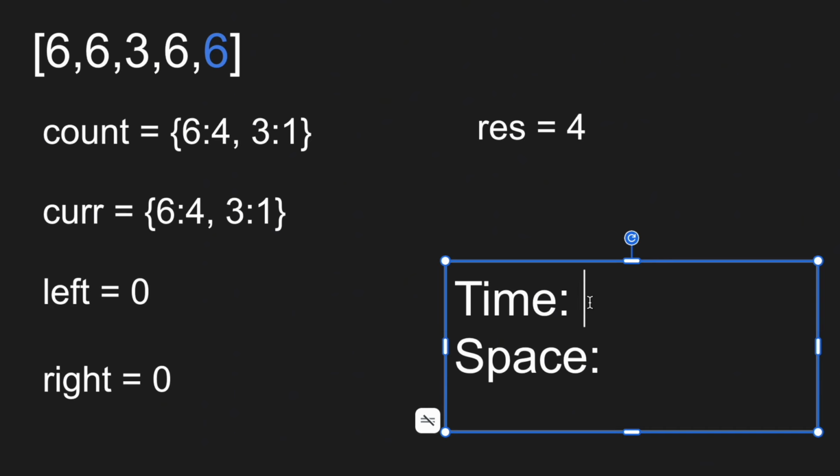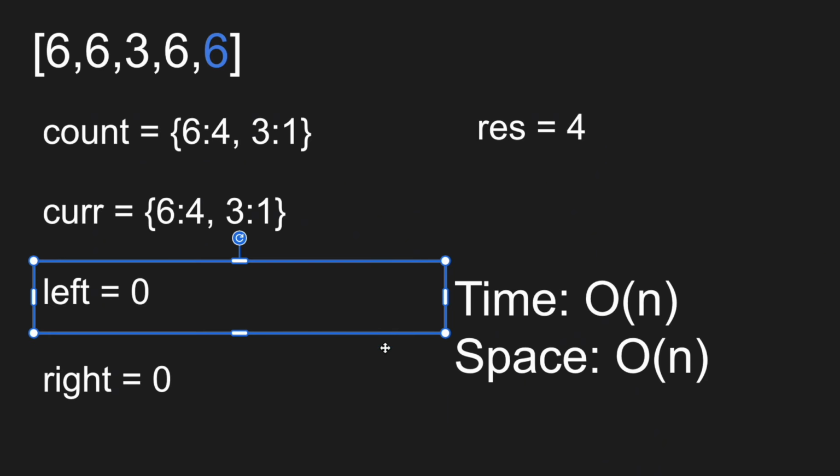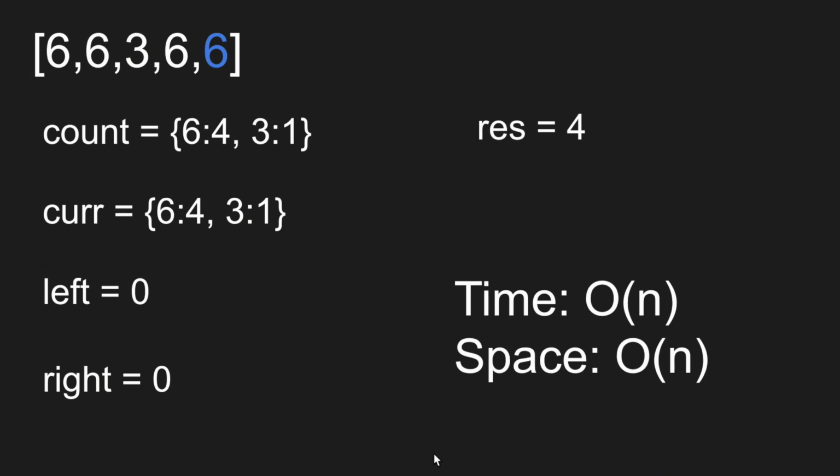The time complexity would be O of n, where n is the number of values in the array, because that is the number of iterations we may have to go through. And the space complexity will also be O of n because this count hash map can take up to n space. So now let's get to the coding part.